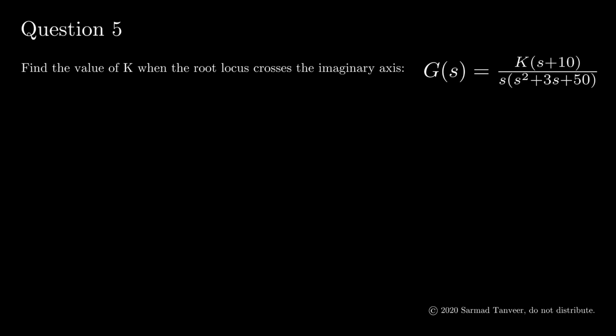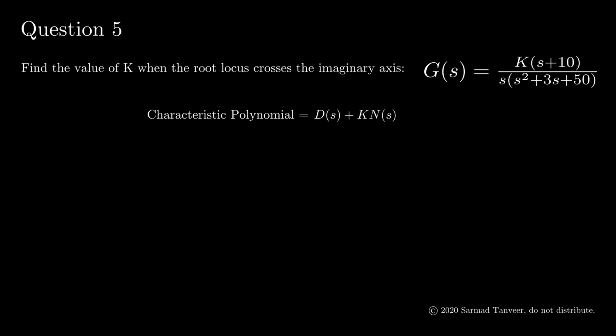Here we are asked to find the value of k when the root locus crosses the imaginary axis. This is the same as asking for the upper range of stability for k. When our root locus crosses the imaginary axis, it is at this value of k when the system goes from being stable to unstable. Since we know that the value of k at the poles is 0, we are effectively looking for the upper bound of stability for k. This can be done using a Routh table.